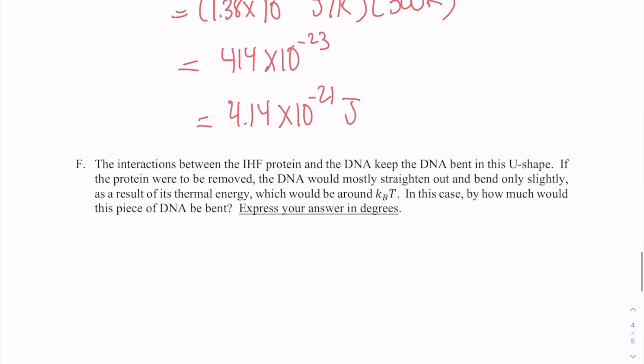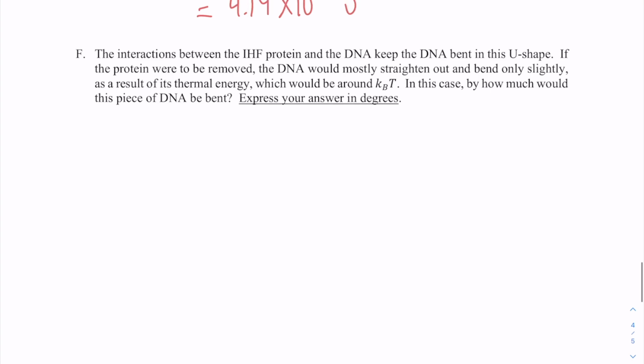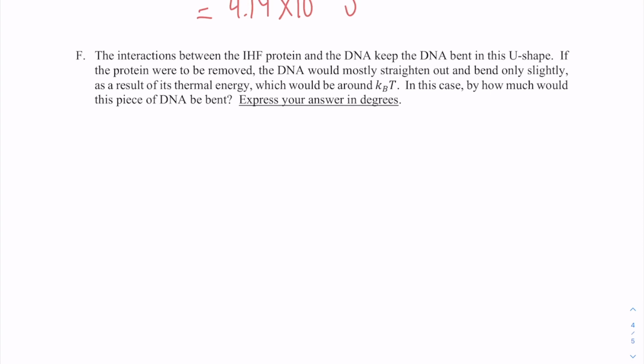Now for part F, it says the interactions between the IHF protein and the DNA keep the DNA bent in this U shape. If the protein were to be removed, the DNA would mostly straighten out and bend only slightly as a result of its thermal energy. Now, that would be around kBT. In this case, by how much would this piece of DNA be bent?